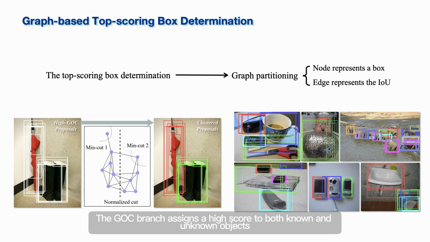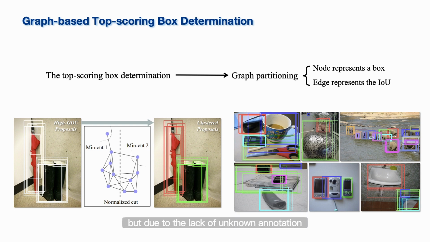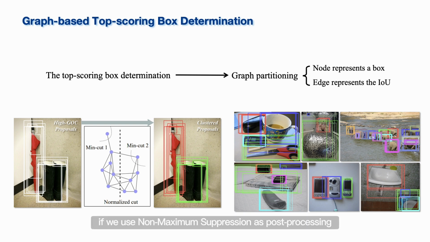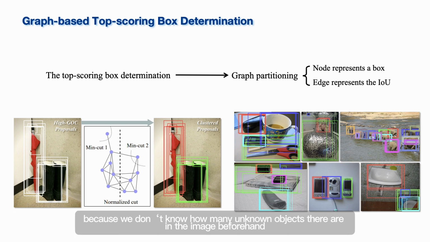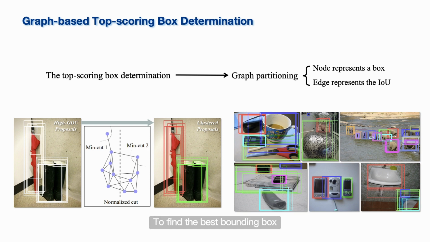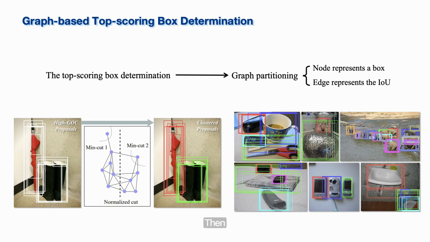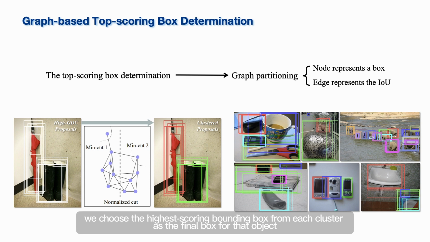The GOC branch assigns a high score to both known and unknown objects, but due to the lack of unknown annotation, we end up with lots of bounding boxes with high GOC scores around the object. In this case, if we use non-maximum suppression as post-processing, it might accidentally ignore some unknown objects, because we don't know how many unknown objects there are in the image beforehand. To find the best bounding box, we create a graph with all high GOC boxes and use graph partitioning algorithms to group them into clusters based on their IOU. Then we choose the highest scoring bounding box from each cluster as the final box for that object.